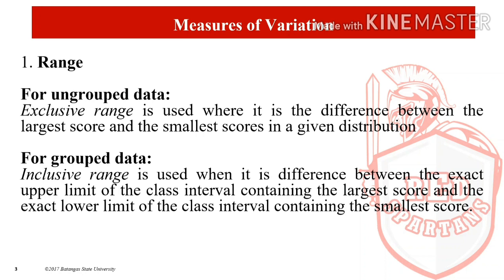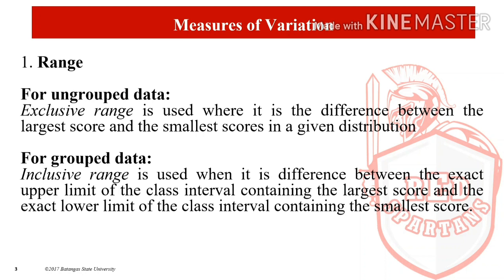For ungrouped data, exclusive range is used, where it is the difference between the largest score and the smallest score in a given distribution. So madali lang yung pagkuha ng range kapag ungrouped data. Ang formula lang natin is the highest value minus the lowest value. So for example, meron tayong data na 1 to 10. Ang highest value is 10 and lowest value is 1, meaning yung range ng data natin is 10 minus 1 or equal to 9.